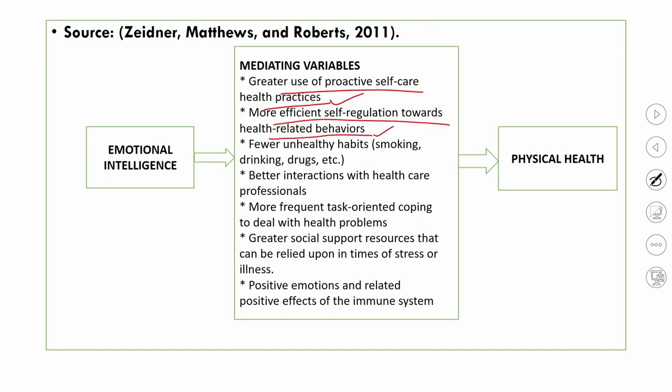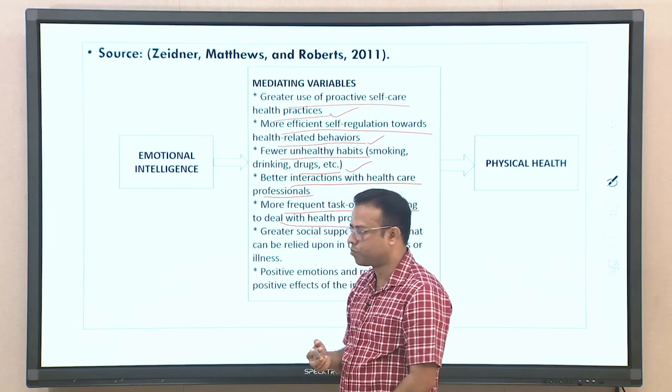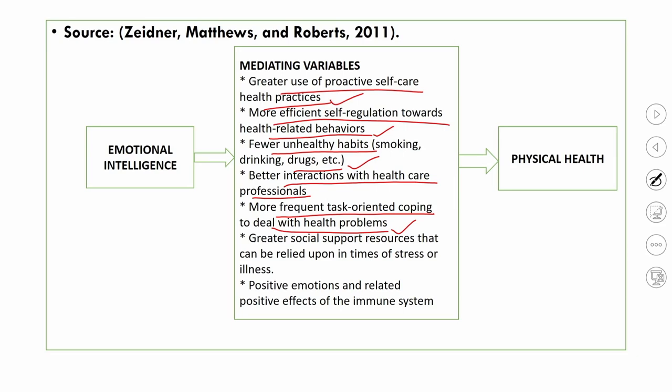So, they will be able to regulate and use more health related behaviors. They will also have fewer unhealthy habits like smoking, drinking and drugs, as we have already discussed. Better interactions with healthcare professionals, understanding and using them more appropriately. More frequent task oriented coping to deal with health problems. More healthy coping strategies they are likely to use, like taking social support or support from the right kind of people and so on. Greater social support resources that can be relied upon at the time of stress and illness. And some other problem solving strategies connected to that.